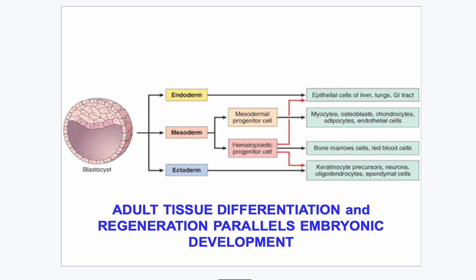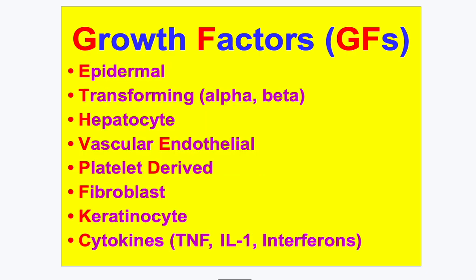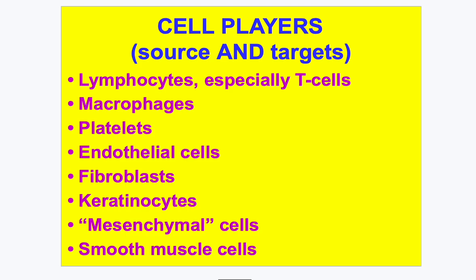Okay? So we have your growth factors. So, the general features of your growth factors are for locomotion, contractility, differentiation, and angiogenesis. Okay, so what are your growth factors? You have your epidermal, transforming alpha or beta, hepatocyte, vascular endothelial, platelet-derived, fibroblast, keratinocyte, and cytokines. You have your TNF, interleukin 1, and interferons.